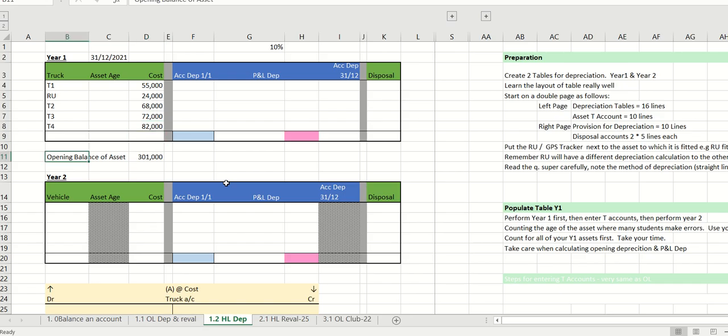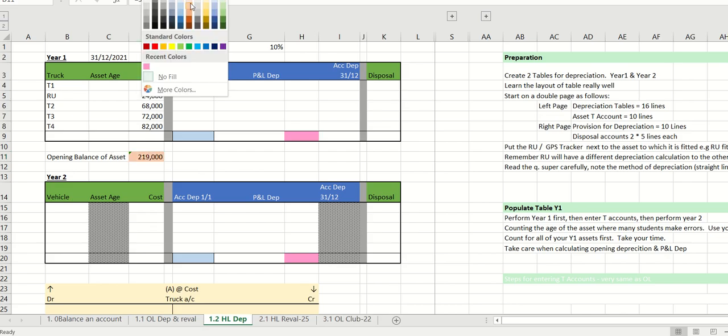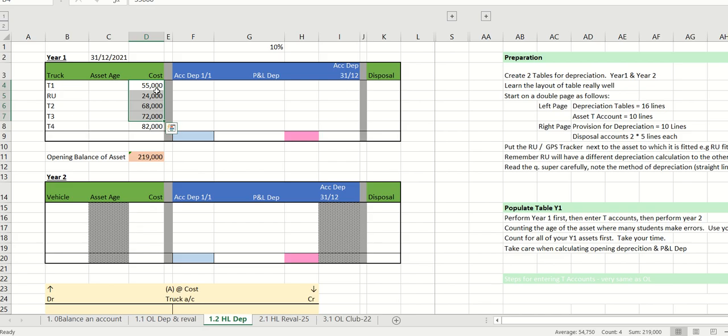When you're calculating the opening balance for your asset, we are not including truck 4 because we didn't have it at the start of the year. So we're just including truck 1, the RU, truck 2, and truck 3. So our opening balance for our asset is going to be 219,000. Okay, so it's just the first 3. Please put a note under your table with the opening balance of your asset in it.